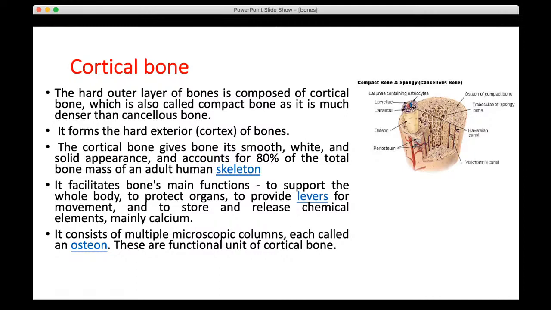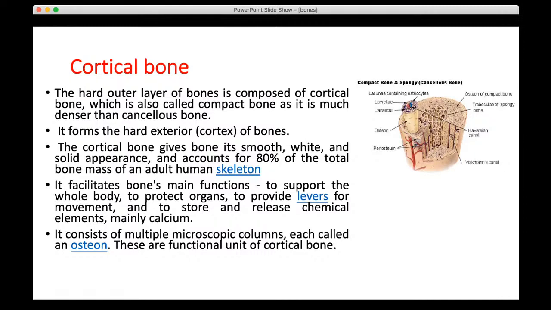If we tell you the percentage, 80% of the total bone mass in your skeleton in an adult is made up of cortical bone, and it facilitates the main functions of strength. It provides you strength, it protects organs. So it is the material which provides you that hardness in your bones. Okay, cortical bone tissue. It also stores calcium for the metabolism part and releases chemical elements like calcium.